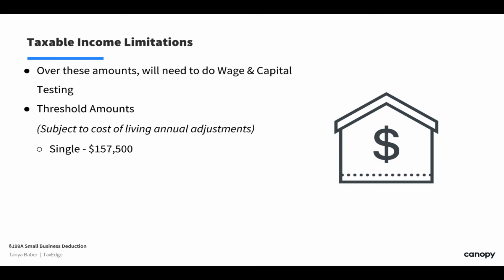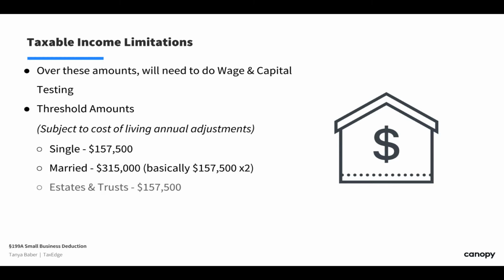If you're single, that threshold amount to stay under, where we have no worry, and over, we've got some more stuff to do, is $157,500. Married, it's basically that times 2. $315,000 is that threshold amount where we have to start doing additional calculations. For estates or trusts or children subject to kiddie tax, basically everybody is $157,500 except married. It's that for 2 people.